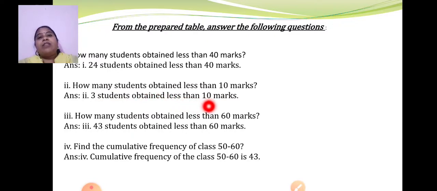Okay. So please have the table in front of you. Only then you will understand these 4 questions that are asked. This also I have discussed. How many students have obtained marks less than 60? Look at the CF column. To which number does it correspond? 43. So the answer is 43 students have obtained marks less than 60. And this is a straightforward question. Find the cumulative frequency of the class 50 to 60. So for the class 50 to 60, just see the CF column. Which number does it correspond to? It corresponds to 43. Okay.